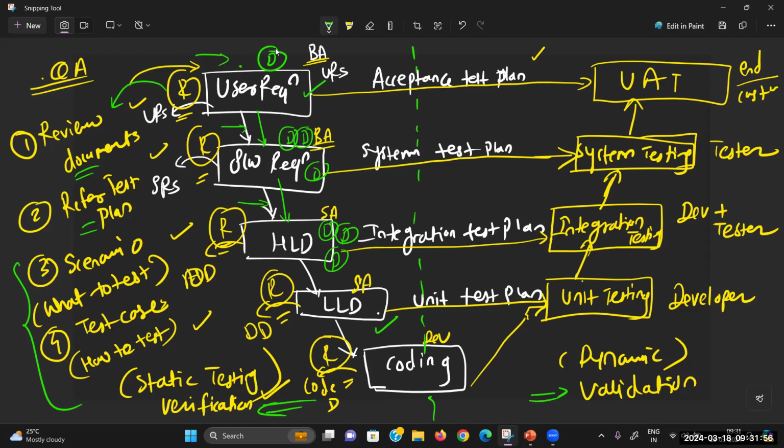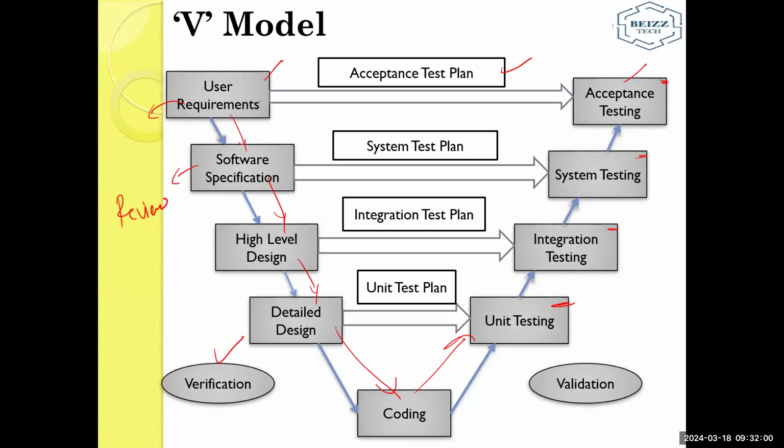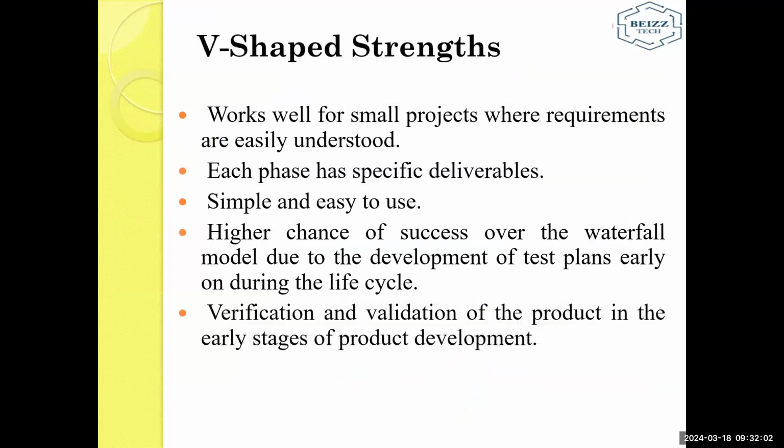Why or how is it so? Because we do testing starting from the requirement itself. So we have benefits to follow. First point, what are the strengths? Strengths are very simple. It is a very simple methodology, like waterfall only. Every phase has a specific deliverable, meaning a document, and it works for smaller applications where requirements are clearly understood. Plus understand one more point, like waterfall, all the strengths are applicable here.